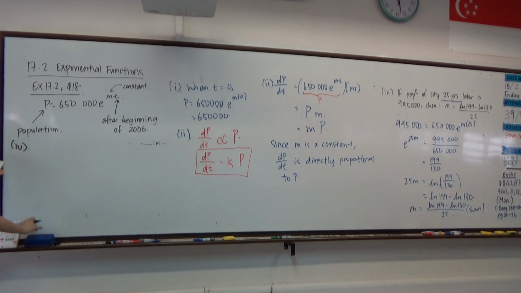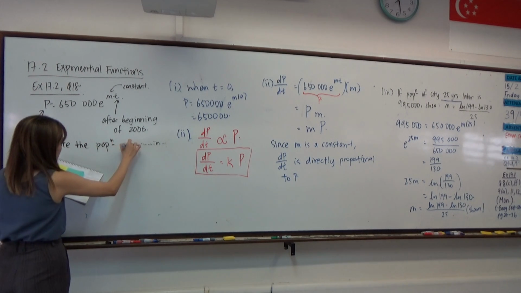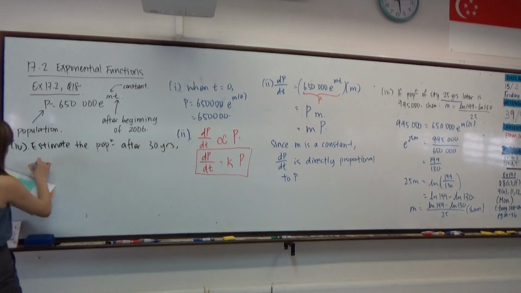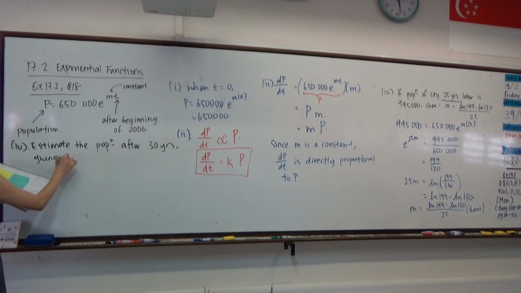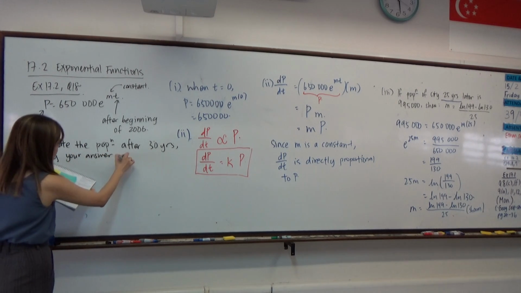Okay, so in part 4 we want to estimate the population after 30 years, giving your answer correct to nearest thousand.